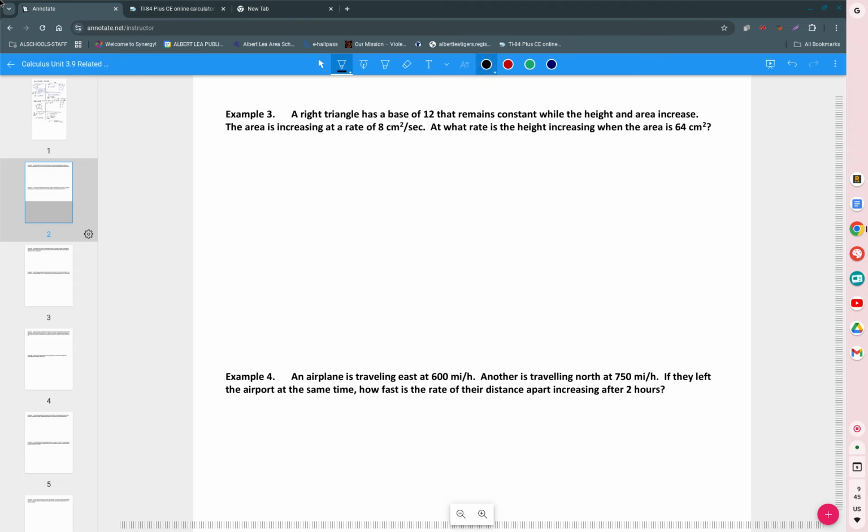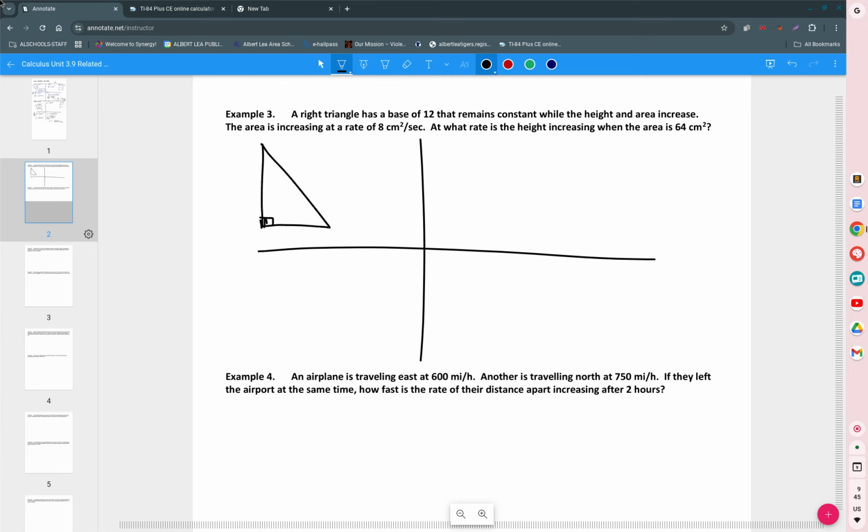Yep, I like that I put this problem together. This is a good problem. Again, a lot of these are what I refer to as just level 1 problems. We're just getting our feet wet with this. A right triangle. A base of 12 that remains constant. What does that mean? Right, so that's constant, whereas this gets larger and the area overall gets larger. Okay?